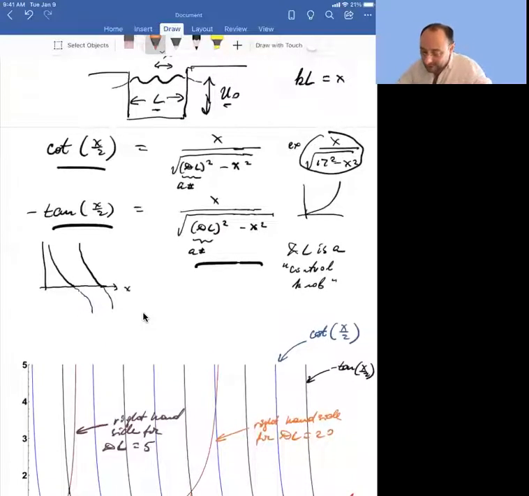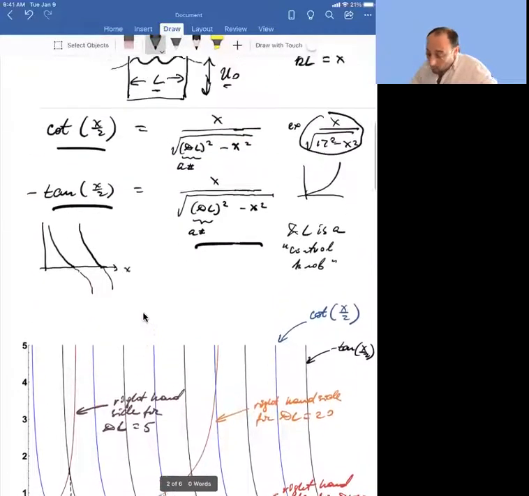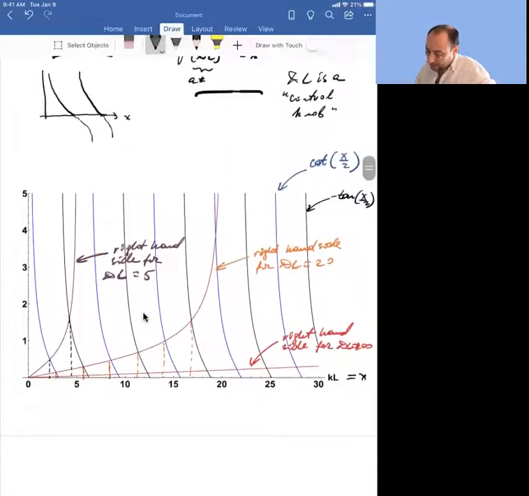Because that's what these equations say. That's what they mean. It says, give me an x for which the cotangent of x over 2 equals that right-hand side function. The orange right here is the right-hand side function, and the blues are the cotangent. Or it could also be minus the tangent, so we should throw in the minus the tangent for the mix.